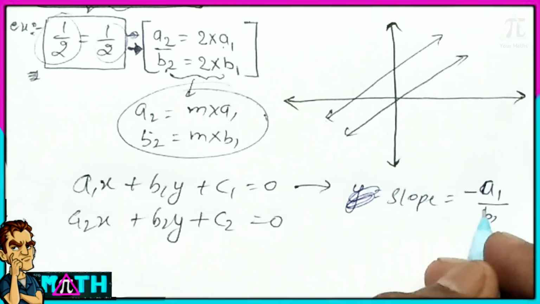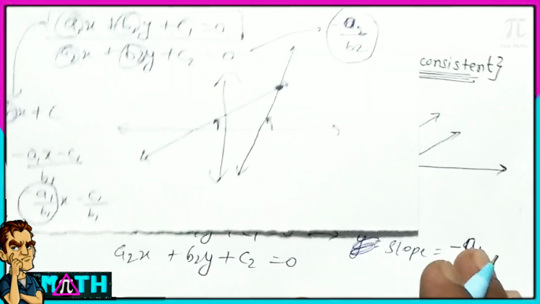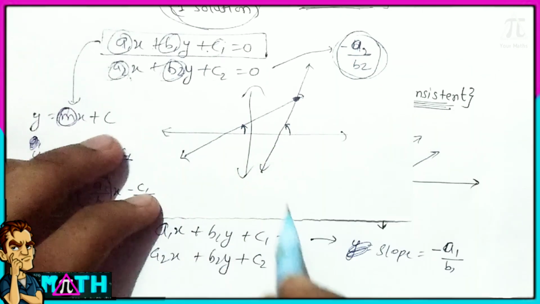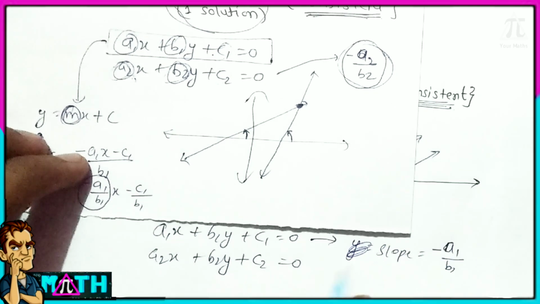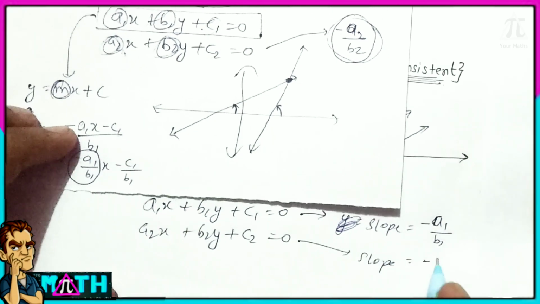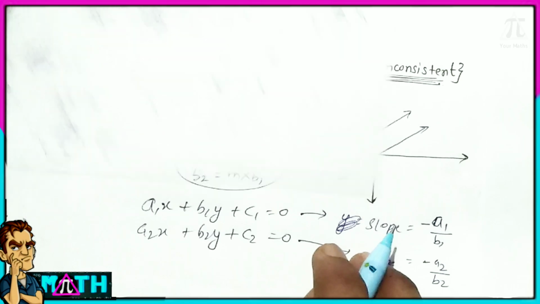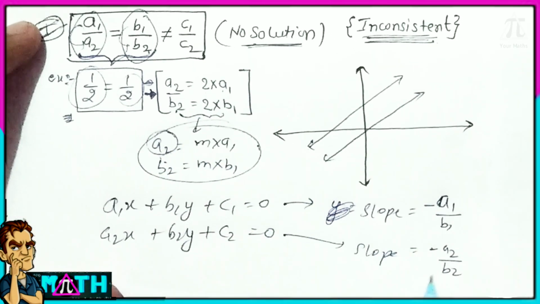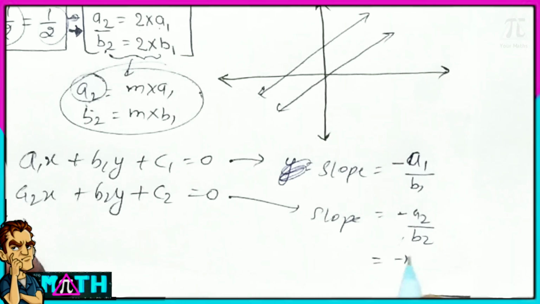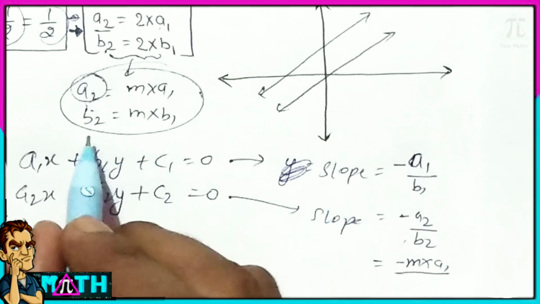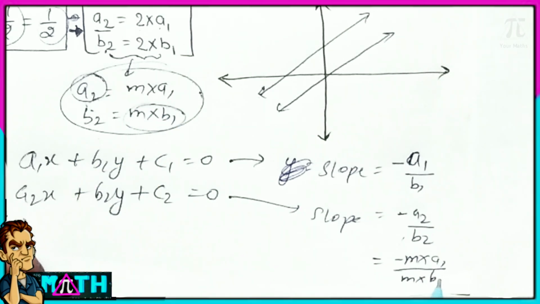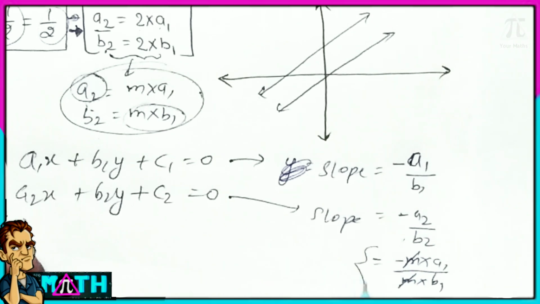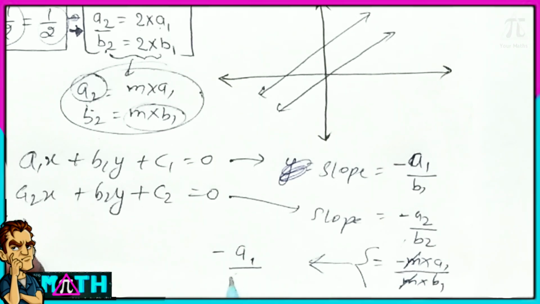So the first equation's slope is minus a1 upon b1, as you can see here, and the slope of the second equation is minus a2 upon b2. And you can see that through the use of this criteria I have written a2 and b2 in the form of a1 and b1. So I write here minus m into a1 and b2 as m into b1. So it cancels down and it becomes minus a1 upon b1.